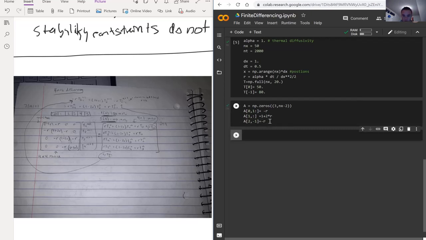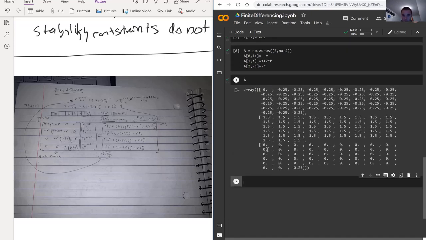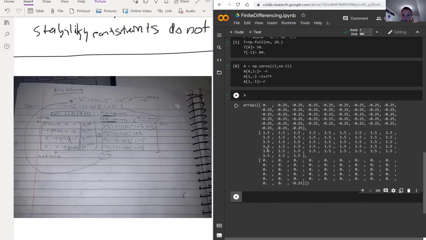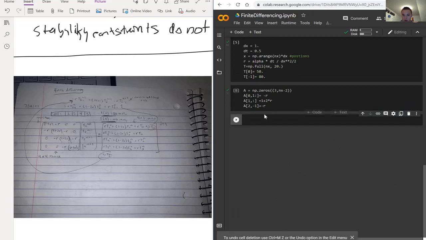So we'll go ahead and shift enter. And we can just check our A now. Okay, so we can see we have separated our rows into 3 different diagonals right here, just showing what our A matrix looks like.